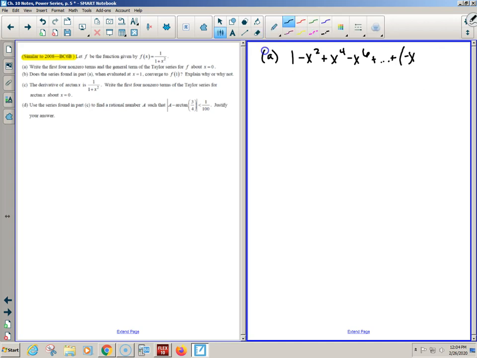If you didn't mention it, just plug in 0. Did you guys catch that in part A? It didn't say polynomial, it said series, so it wasn't supposed to stop, it was supposed to keep going.